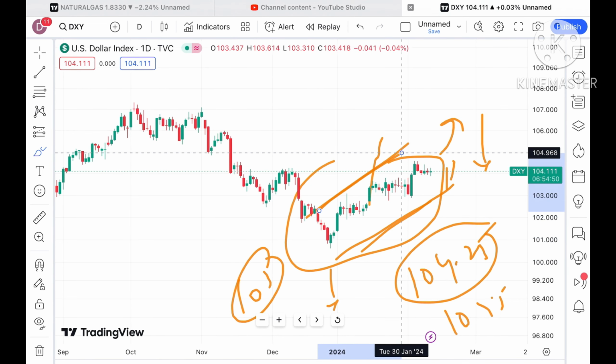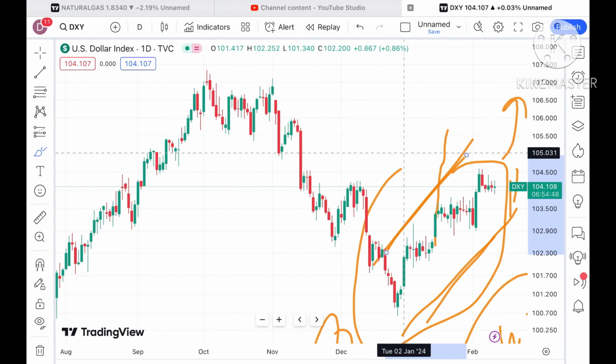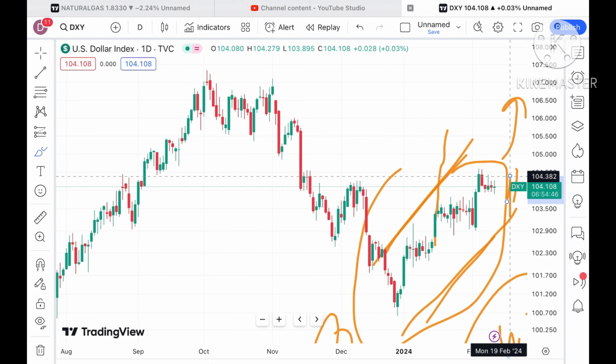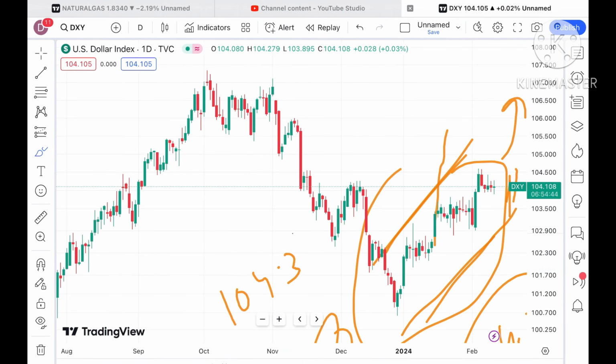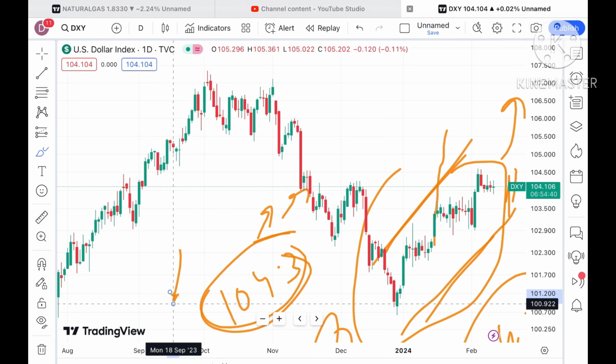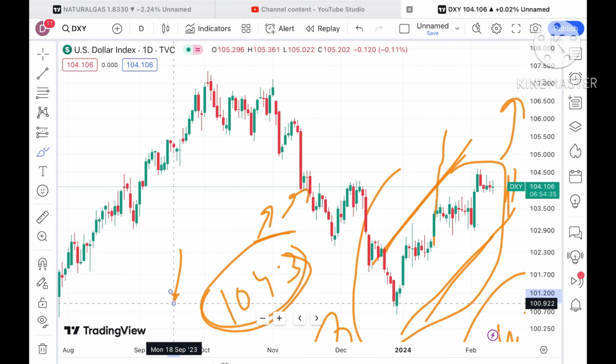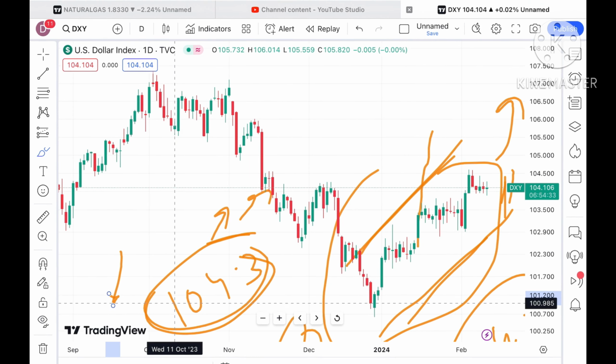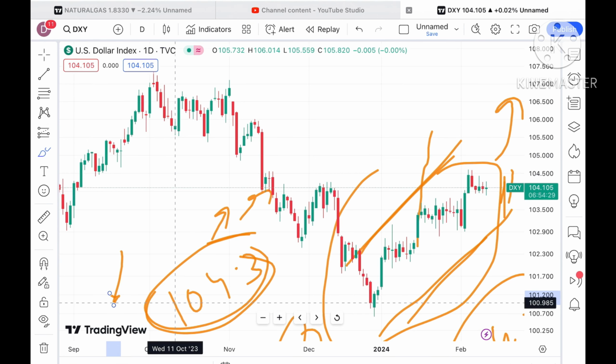If you look at the dollar index also, the index is going upside, and if it goes above a level of $104.3, then the dollar index will rise, but natural gas has a chance of falling further low because natural gas and the dollar index are inversely related. This is one of the factors I'm telling you for natural gas going down, and there are other factors too.